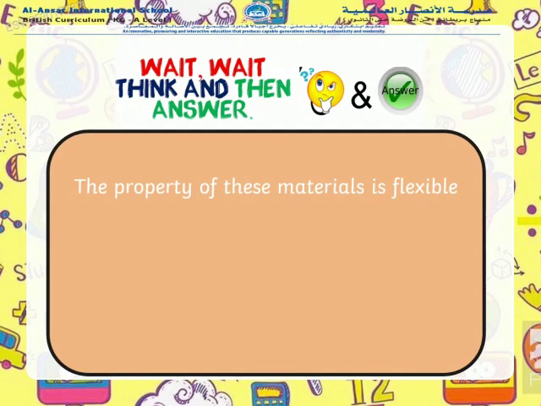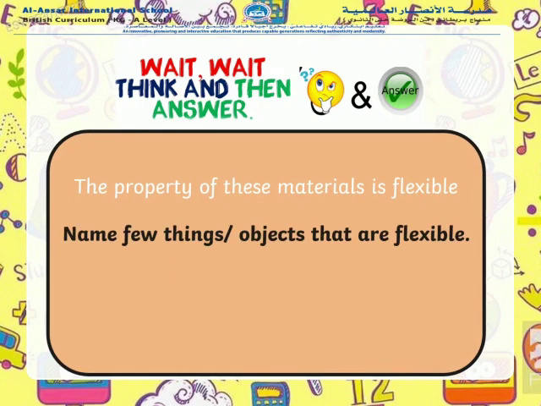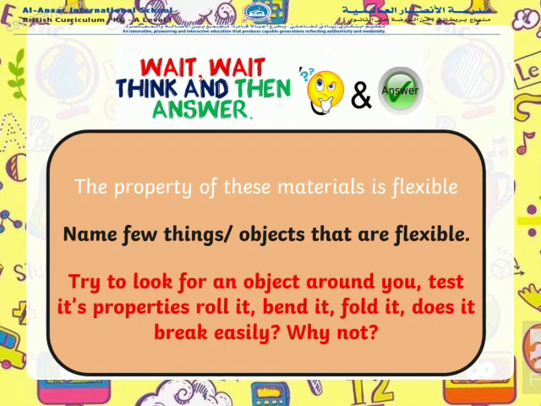Let's think of it. Name a few things or grab a few objects around you and then try to test their property. Roll it. You can take a paper, a rubber band or a t-shirt, and roll it. Does it break? Can you bend it easily? Yes, you will be able to bend it easily because it is flexible. Even if you roll it, it will roll easily. It's not going to break because it's flexible. So flexible is the property of the material you're testing right now.